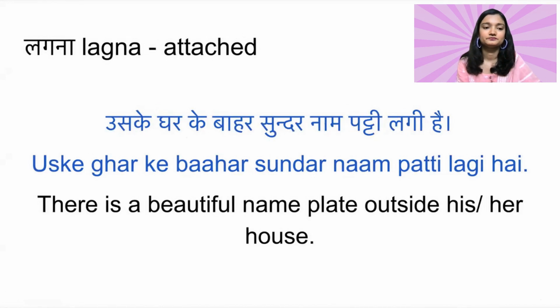Let's look at the second example, where again it means attached, or it can also mean put up. उसके घर के बाहर सुंदर नाम पट्टी लगी है. That means outside his or her house, a beautiful nameplate is attached, or you can say is put up. Lagi hai, why feminine form? Because it relates to Sundar Nampatti, which is a feminine word. And in the previous sentence, you had dhakkan. Dhakkan is a masculine word. So, dhakkan laga hai, nampatti lagi hai. To say that there's a beautiful nameplate outside his or her house.